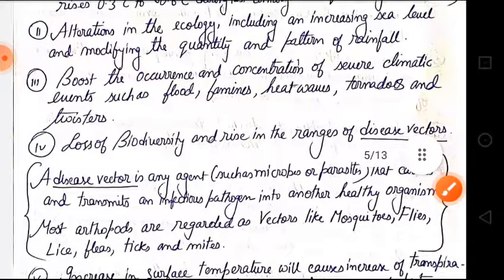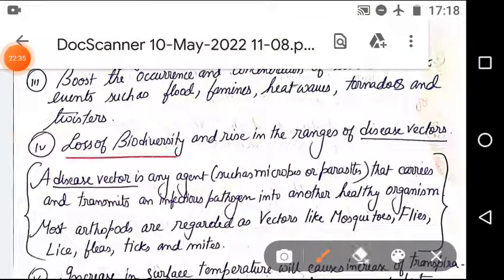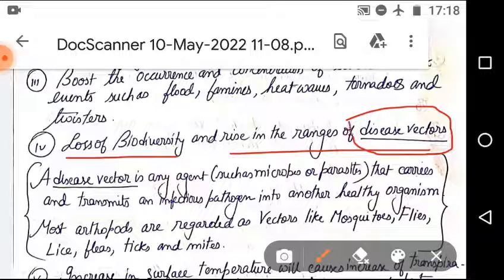Then due to this, loss of biodiversity will occur, because if there is an extreme climatic condition, then the animals cannot cope and adjust with the climatic conditions, and there will be loss of biodiversity and a rise in the range of disease vectors. So disease will come into play. Most of the germs which cause harm to the living world will come into play, and the severity of disease will increase. The best example you can see is coronavirus.